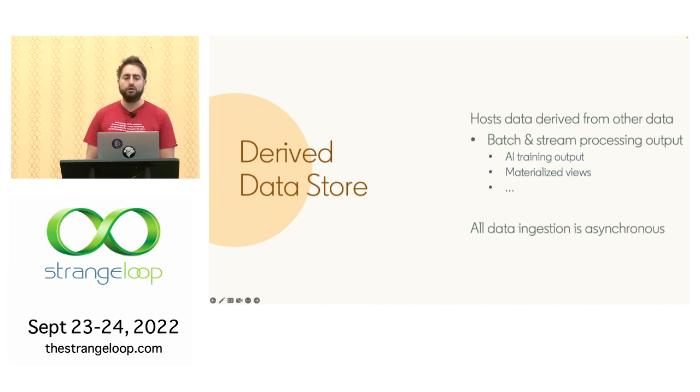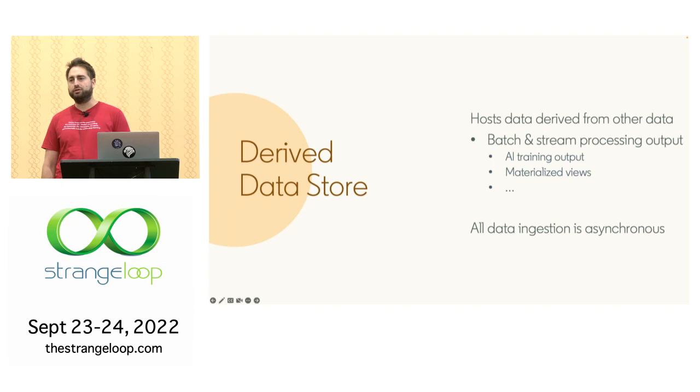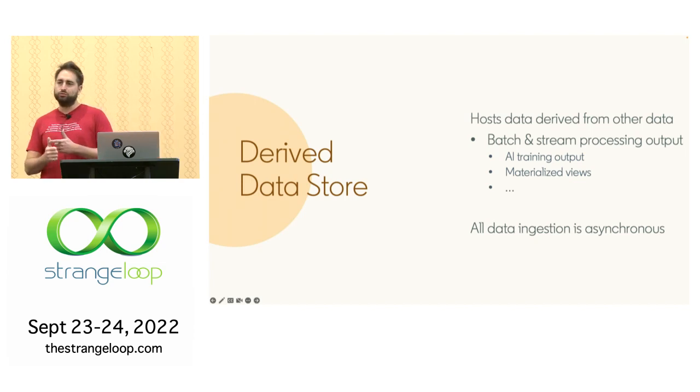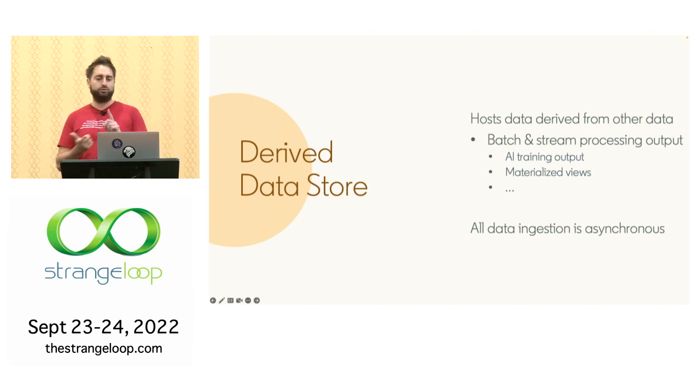You see, Venice is a derived data store. It specializes in hosting data that's been processed out of other data. So think of the output of batch processing jobs, the output of stream processing jobs. More concretely, we have a bunch of Venice use cases that are in the AI space.